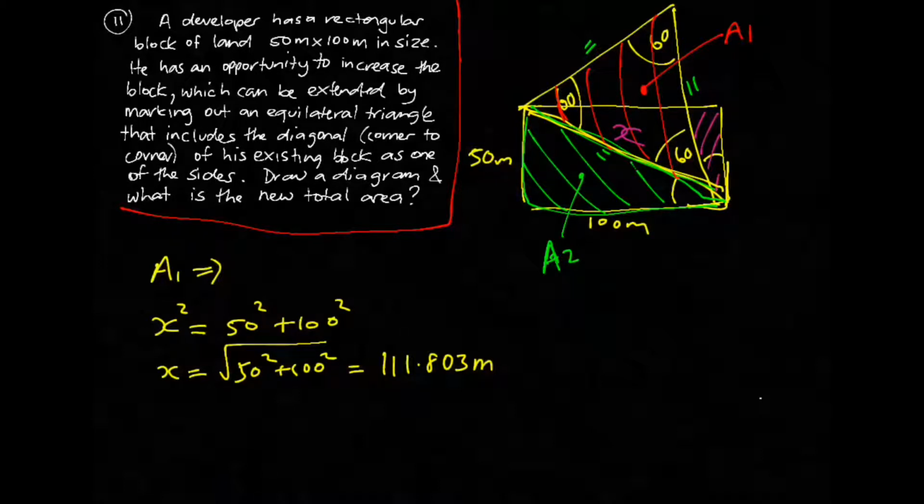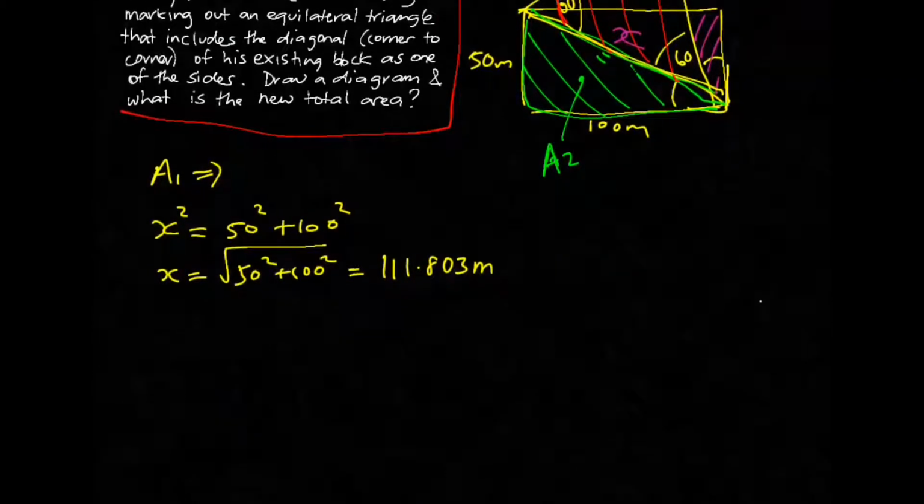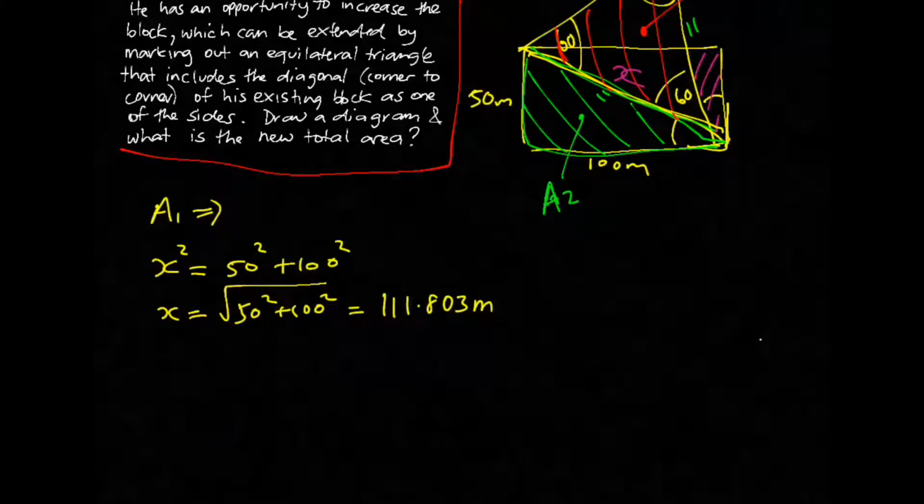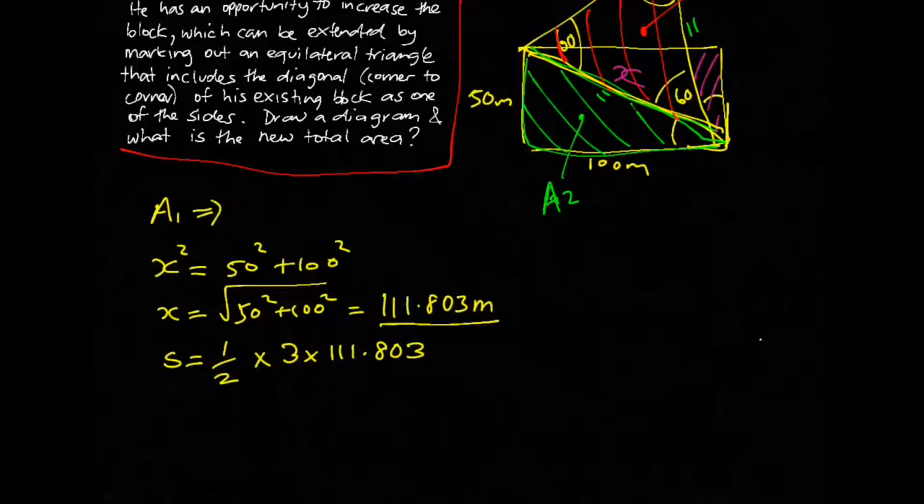Now we use Heron's Rule to find the area. So we've got to find the semi-perimeter first. We know it's a triangle of length 111.803 on all sides because it's equilateral. So the semi-perimeter is a half times 3 times 111.803 metres, or it's the same as adding that up 3 times and halving it, and that equals 167.71 metres.